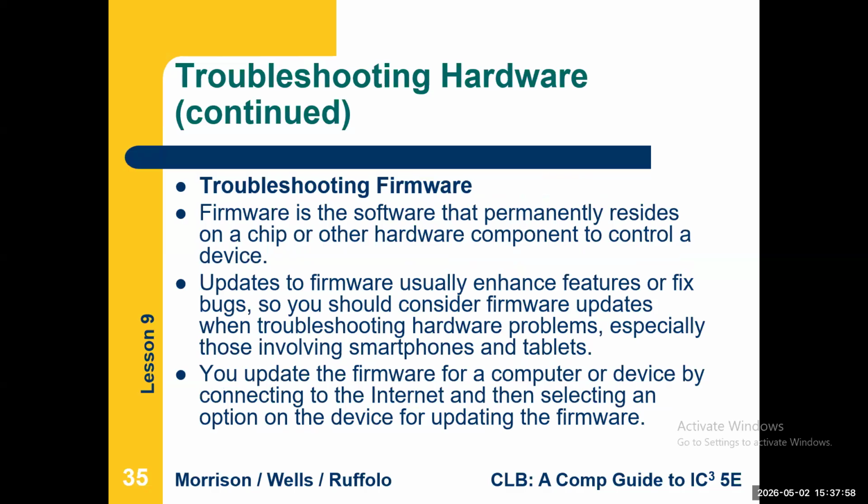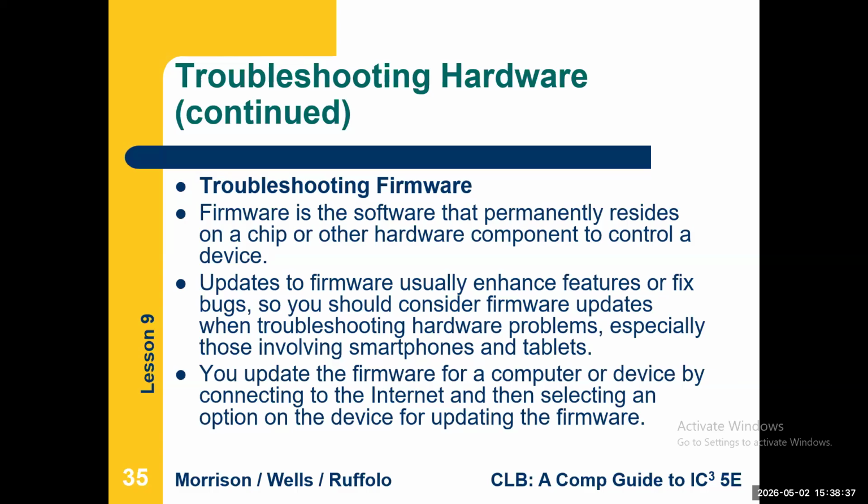Then sometimes we need to troubleshoot our firmware. Usually firmware is software that permanently resides on your chip. It cannot be controlled or removed by the user. It is done from the manufacturer side. So what happens if there's a problem with it? All you need to do if you have a firmware issue is to go and update it, because there can be some bugs affecting your firmware. A software update or firmware update will be able to solve some of these problems that you may have with your system.